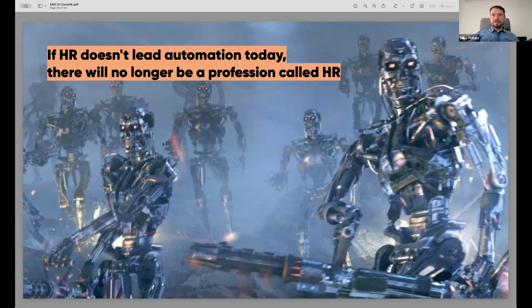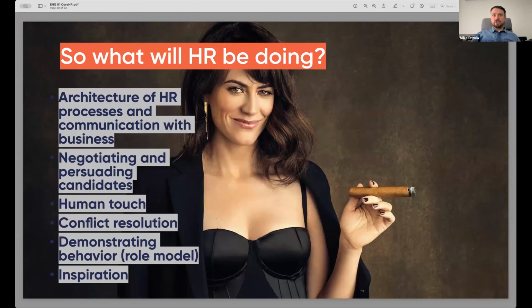If HR doesn't lead automation today, if HR does not start using AI in the work, there will no longer be a profession called HR. We can't just wait until we are replaced with software. We need to take action. We need to lead this HR digital revolution and AI revolution. We need to learn how to work with HR software and with artificial intelligence just to remain in the profession, and just to keep this profession in the world. So what should HR be doing?